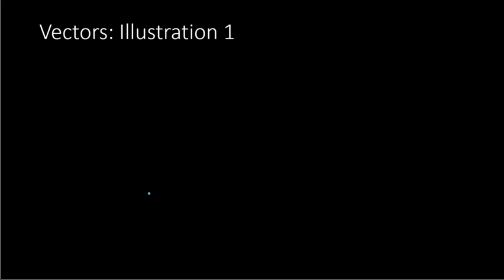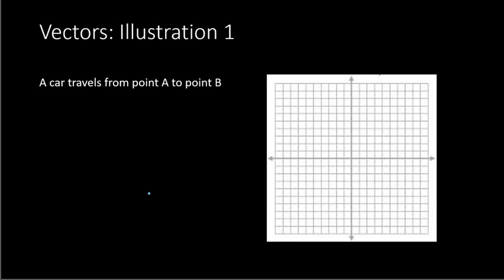So to illustrate vectors, let's say we have a car that travels from point A to point B. So here we can graph this on a coordinate plane. And point A is here at the point (2, 1). And point B is up here at (6, 8). So this vector goes from (2, 1) to (6, 8). All right, in English, we would call this vector AB because it goes from point A to point B.